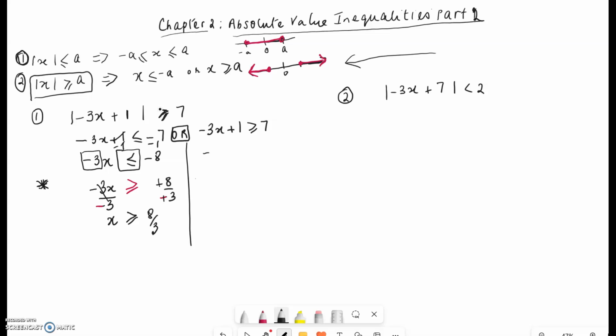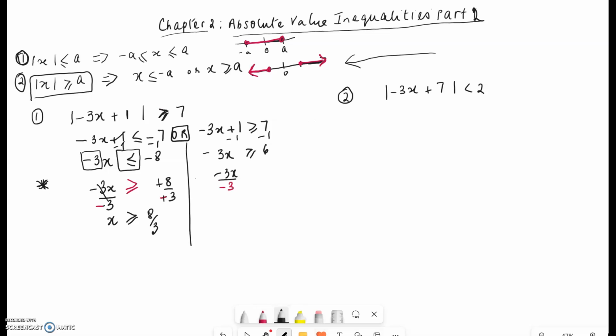solve the equation on the right, subtract 1, so -3x is greater than or equal to 6. 7 minus 1 is 6. Now divide both sides by -3. That's what you're dividing by.